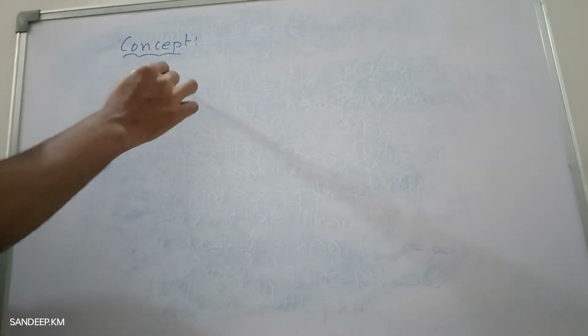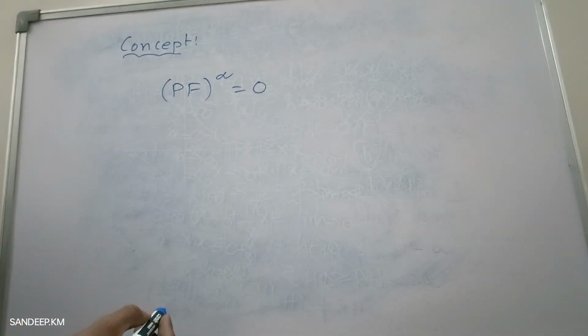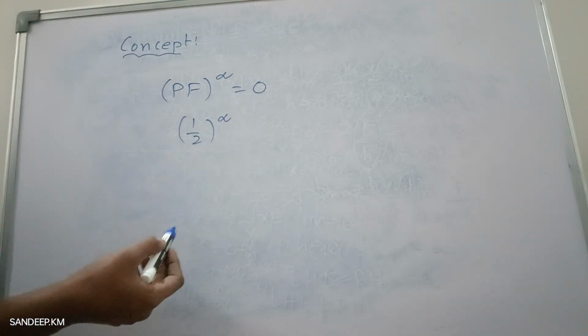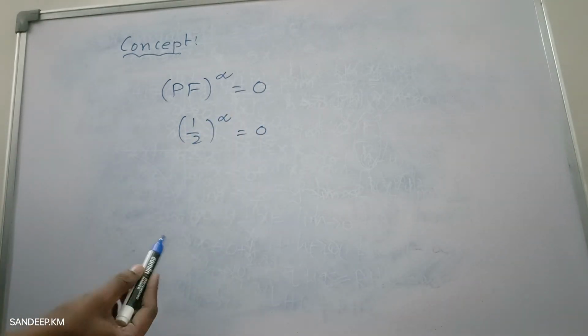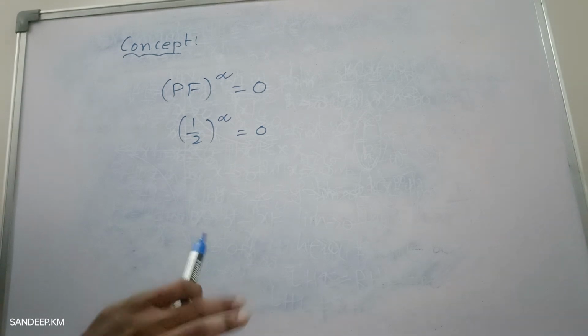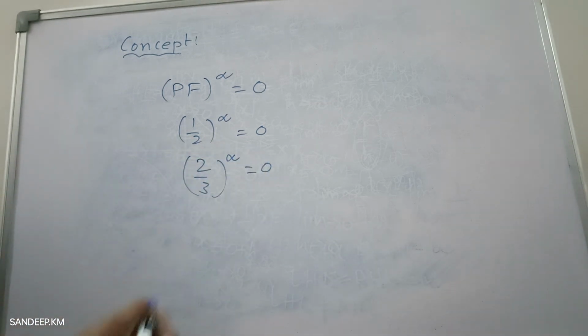A small concept which is important to understand. What is that small concept, dear students? Remember it. You take a proper fraction. Proper fraction power infinity will be equal to 0. How do we use it? For example, 1 by 2 power infinity is equal to what? 0. Actually, it is not infinity, it is a number very close to infinity. Or 2 by 3 power infinity is equal to 0.